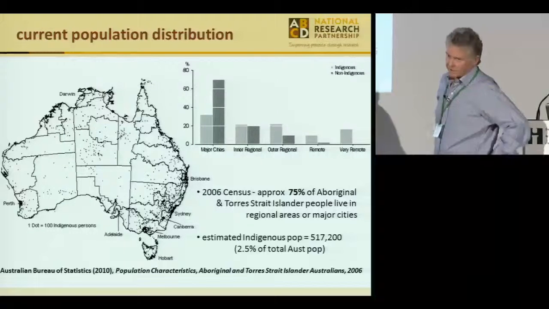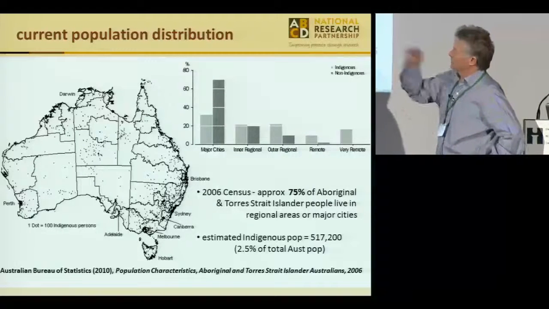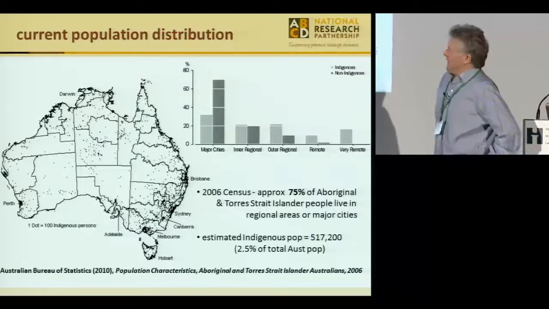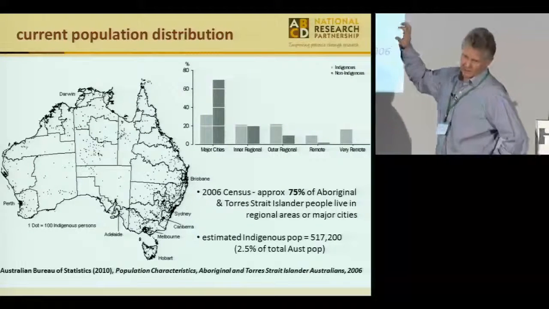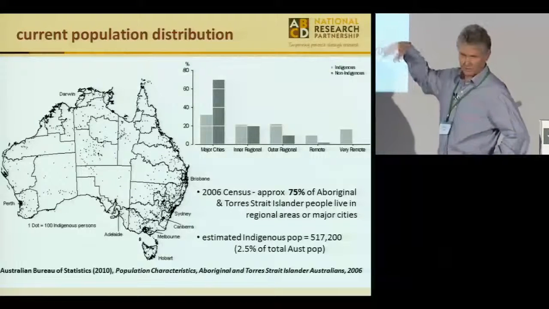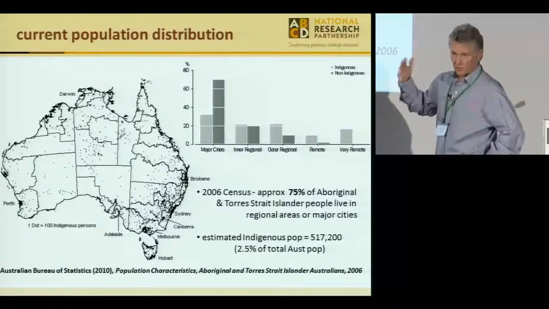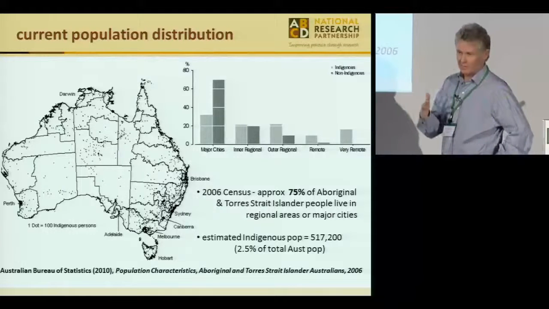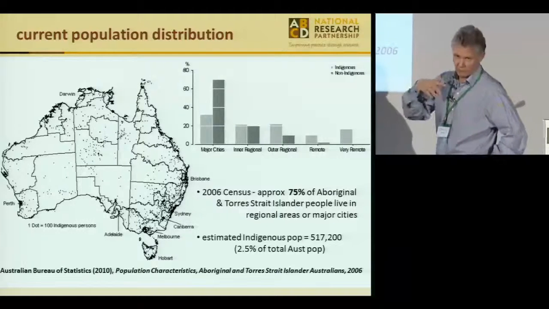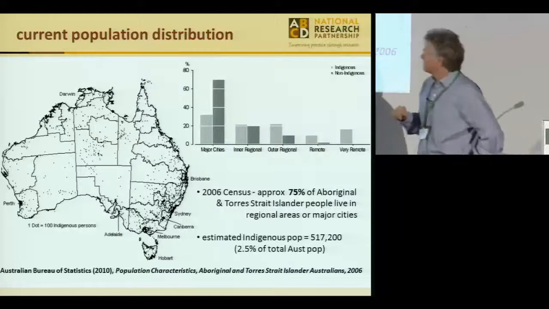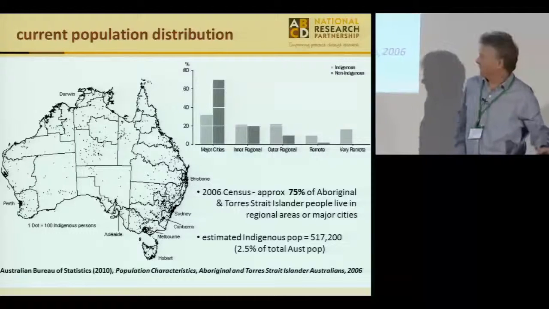Just going back to the point about diversity of population, the map on the left just shows the distribution of Aboriginal people in Australia, and you can see that there's quite a strong concentration in the southeast. In fact, 80% of the total Australian population live in that southeast corner. And Aboriginal people also predominantly live in urban centres and major regional centres, but they tend to be overrepresented in rural and remote areas. The current estimated population is a bit over 500,000 people.